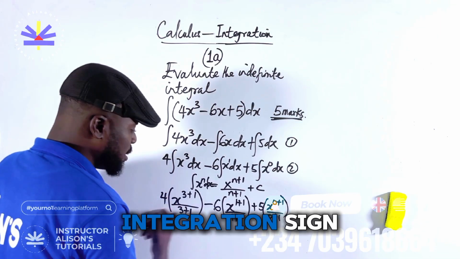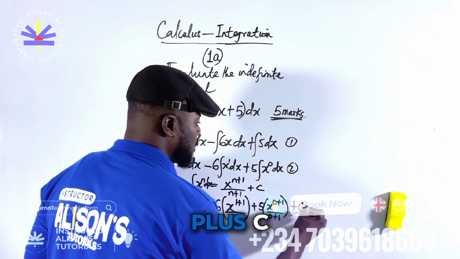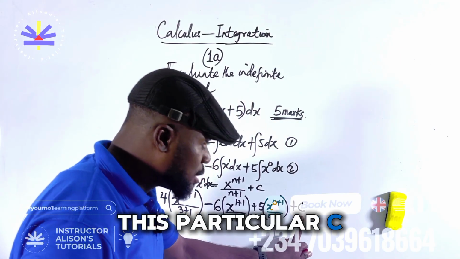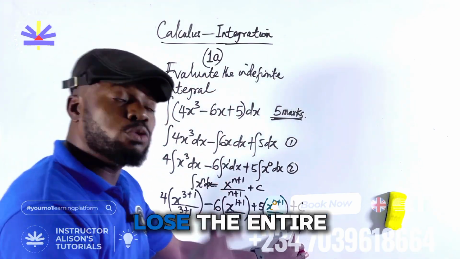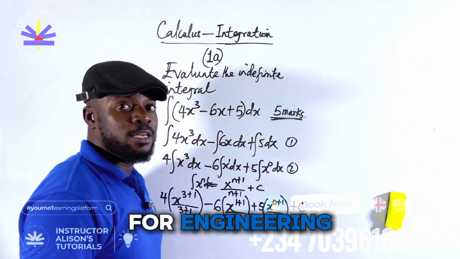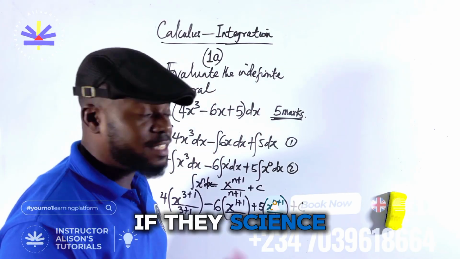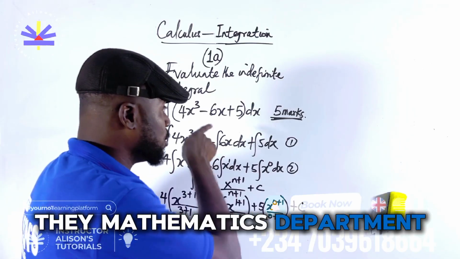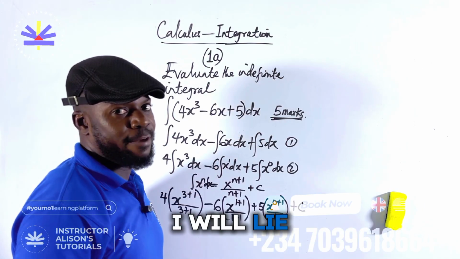You see now, the integration sign is no longer here, so I want to add plus c. If you miss this particular c, you will lose marks for this question, even the entire 5 marks, because it causes problems. It causes problems for engineering. It causes problems for life. Even in science, it causes problems. In the mathematics department, anywhere it is missing, it causes problems for mathematics. I will not lie to you.